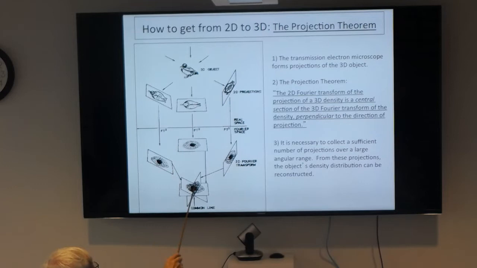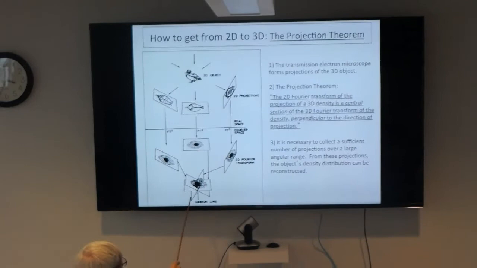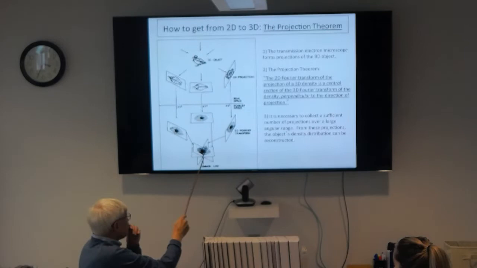So from that, it's intuitive that what you need to do is collect data that are sufficient to cover the entire 3D angular space, and then you do some kind of interpolation work so that you fill out the entire three-dimensional Fourier transform, and then there is a way back to real space.